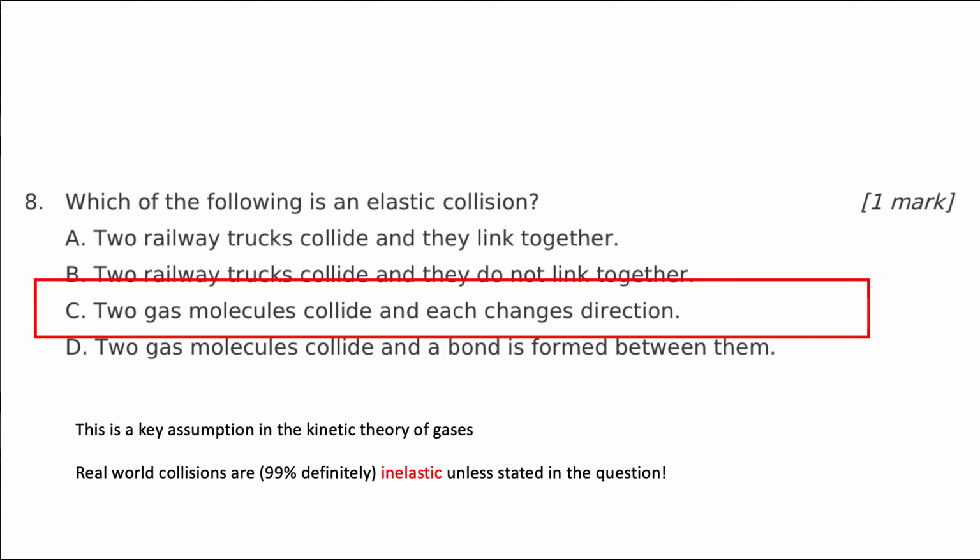In the case of B, it may be tempting to say that the two railway trucks colliding and the two gas molecules are the same. However, we're really looking for this idea of changing direction, and both of them must change their direction in order for this elastic collision to occur. If they do not necessarily change direction, then we cannot guarantee that it is an elastic collision.